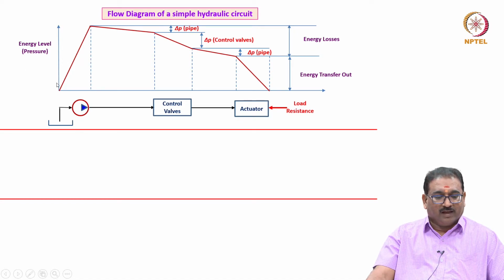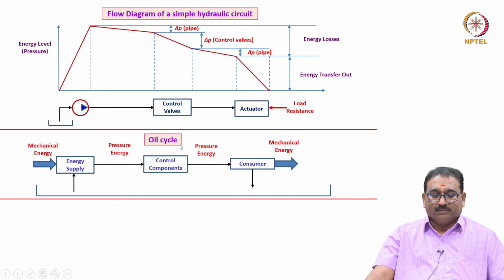You will see the energy level, the pressure, then losses in the piping when the oil flows, then the losses across the control valves, delta P losses, and from the control valves to the actuator again delta P losses. These are the energy losses. Finally, we are using the energy transfer output at the actuator. Please see the flow diagram.